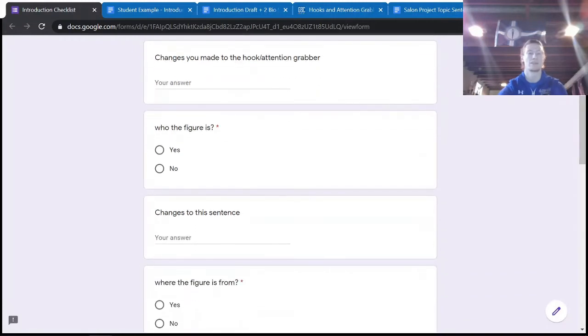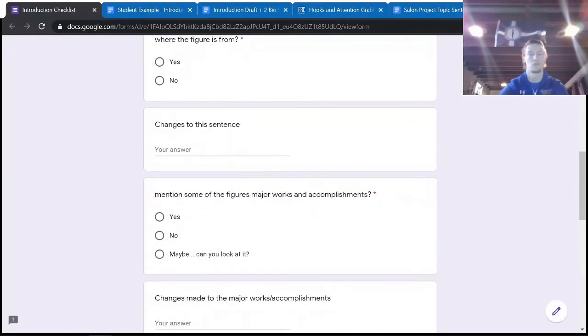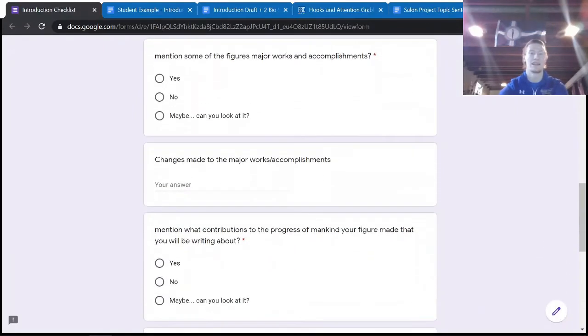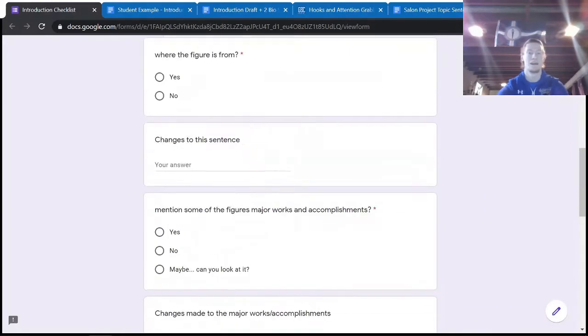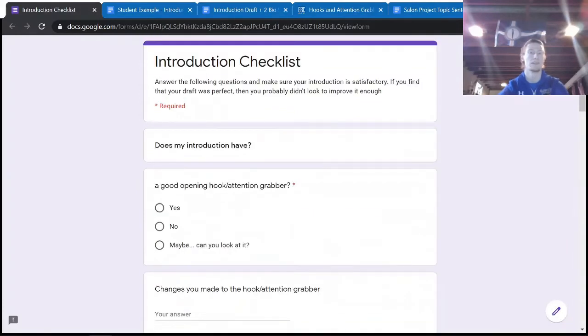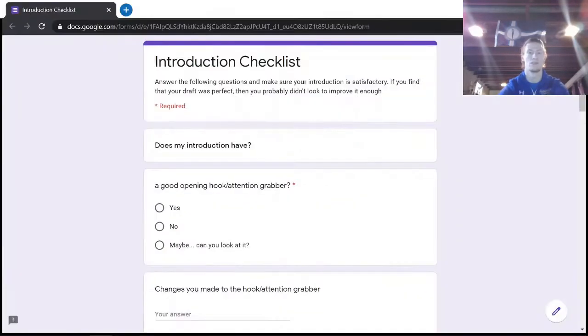And then next, you should have mentioned who the figure is. Of course, that one's kind of straightforward. Where they're from, some of their major works and accomplishments. And again, if you're forgetting parts of it, you of course make changes to the draft, but I also want to see what you're changing here in the form. So answer the form as well as make the adjustments. The way it should look here, I've got a pretty good example from a student that we'll look at.